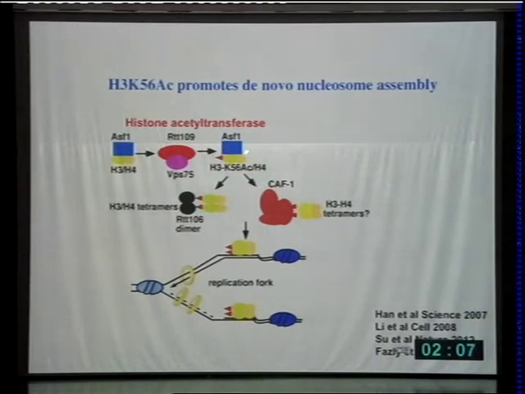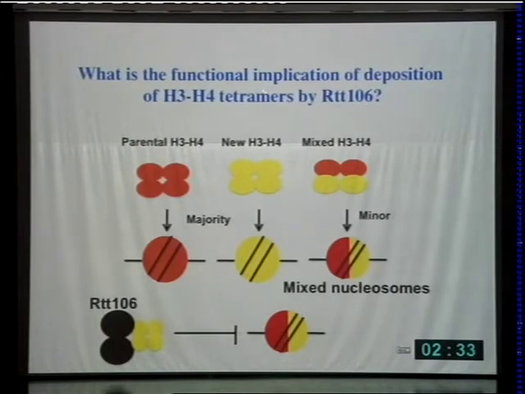Once lysine 56 is acetylated, it is transferred to two other histone chaperones, CAF1 and RTT106. These two histone chaperones then deposit histone H3-H4 tetramers onto replicated DNA to form nucleosomes. So, at least in this process, we believe there's a switch from dimer during new synthesis to tetramer during deposition. So what are the functional implications of the deposition of H3-H4 tetramers by RTT106?